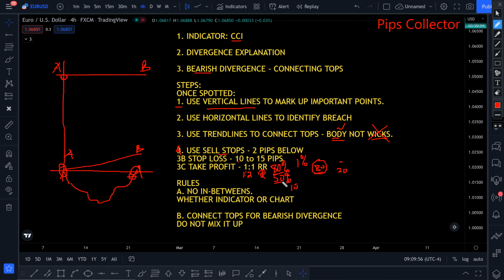Don't worry, with time I'm going to distribute a sample of my built software that helps me to do all these calculations. Okay, now what are the rules? I like keeping things very simple. The rules here are simple. Number 1, no in-betweens. What do I mean?